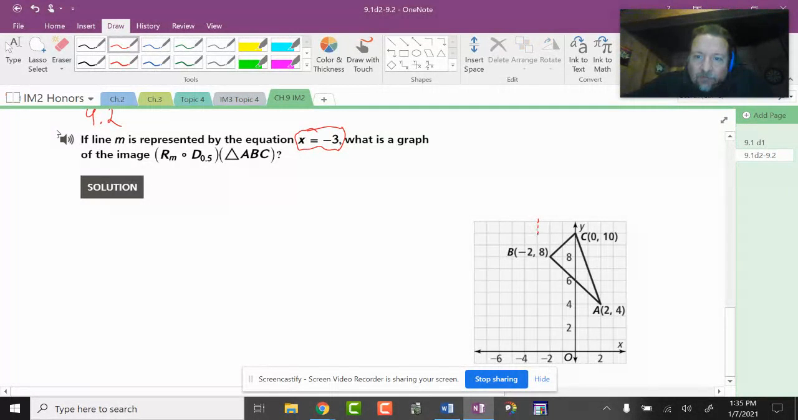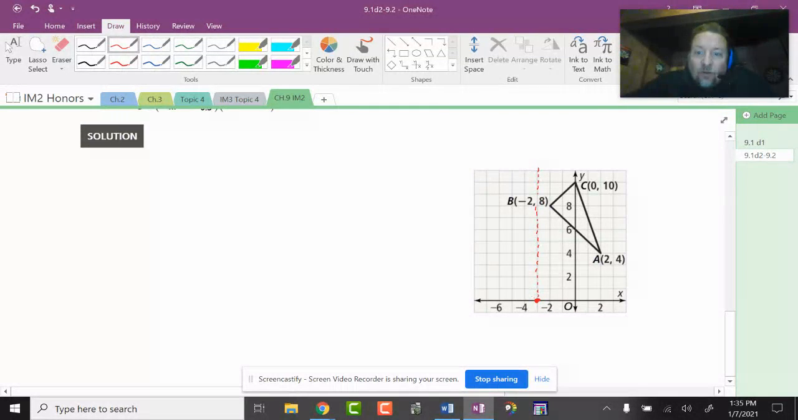What x equals -3 is, is a vertical line that goes through -3 on the x-axis. That's another way of knowing how to draw a vertical line and how to draw a horizontal line. I'm just going to put off to the side here y equals, let's pick a number, 2. Y equals 2 is a horizontal line through 2 on the y-axis. So horizontal line, vertical line.